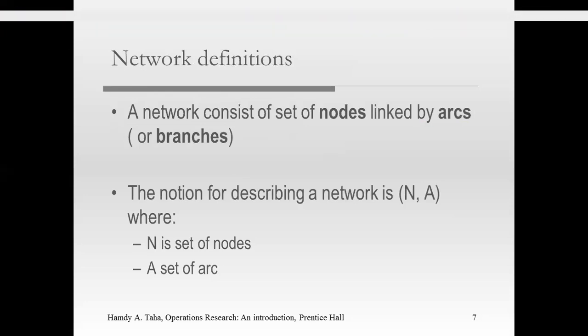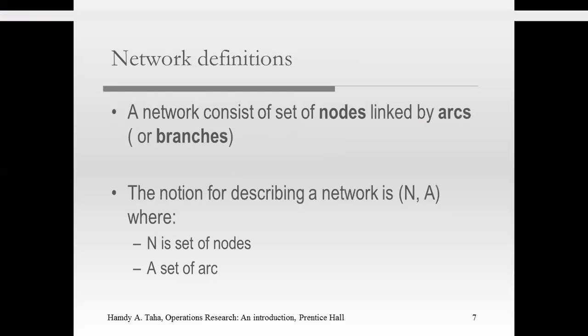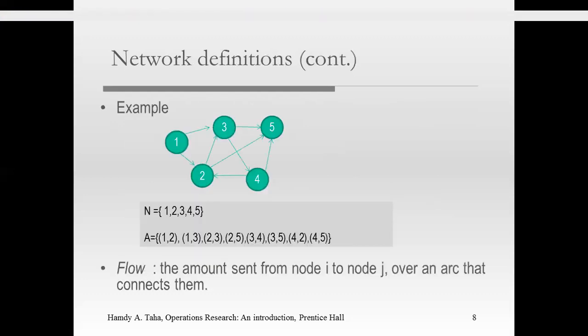A network consists of a set of nodes, circles, linked by arcs or branches. The notation to describe a network is N, A, where N refers to the set of nodes and A refers to arcs. As you can see in this example, this is the network. We can see the nodes there.